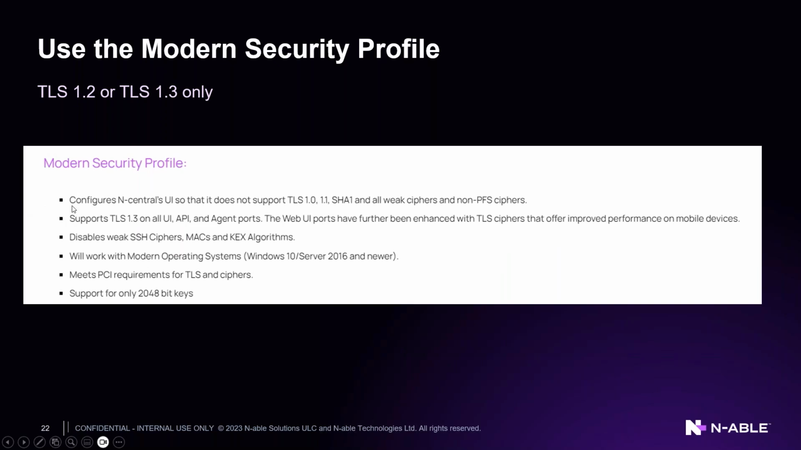Okay. So the modern security profile configures N-central UI so that it does not support 1.0 or 1.1. Okay. So SHA-1 and all weak cipher and non-PFS ciphers. So I'm not in the cipher game myself, but if you know what this is, hopefully it makes sense. This does support TLS 1.3 on all UI, API, and agent ports. Disables weak SSH ciphers, MAC, and KEX algorithms.